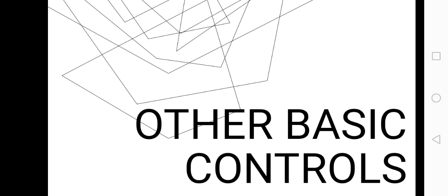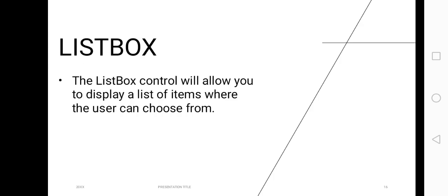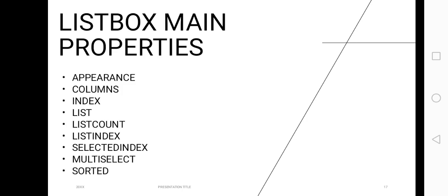For today, for our subject in computer, we will have two remaining discussions for our third quarter. And the first one would be other basic controls. So the first term that we should be mindful of is the word list box. When we're talking about list box, it is a control that allows the user to see a display of different items that has different purposes. The following are the main properties of a list box: the appearance, the columns, index, list count, list index, selected index, multi-select, and sorted.